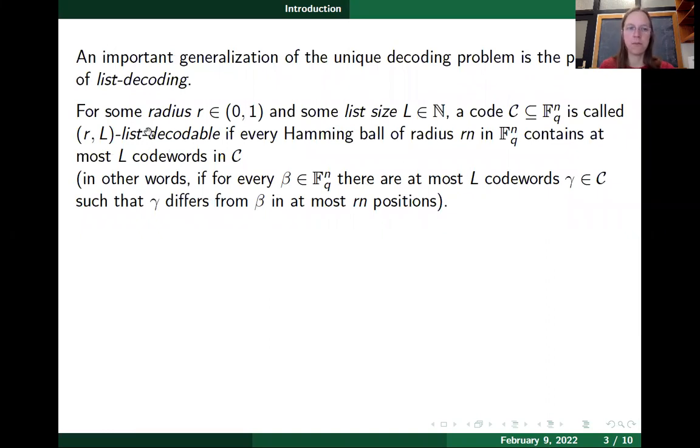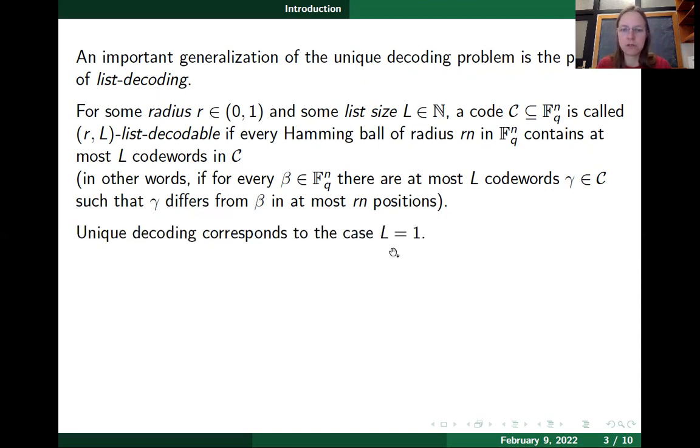So in other words, this code is called (R,L) list decodable if for every point beta in F_q to the n, there are at most L codewords gamma in this Hamming ball of radius Rn around beta, that is, where gamma differs from beta in at most Rn positions. So basically, while for the unique decoding problem, which corresponds to the case L equals 1, you want at most one codeword in every Hamming ball, for list decoding, you allow L codewords in each Hamming ball.